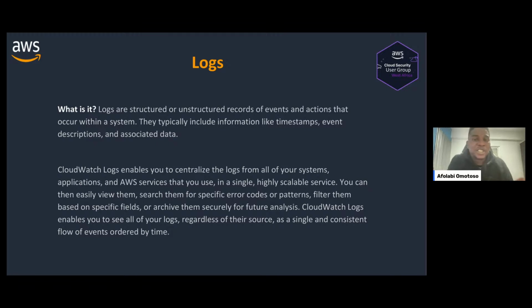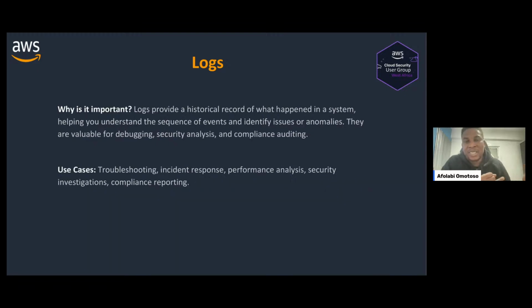Those are just the traditional ones. It is the same thing for our resources and workloads in AWS as well. Logs can be structured or unstructured records of events and actions that occur within our systems. This time around, we're talking about our workloads in AWS. They give us the records of events and actions that occur, and in most cases, they always have information like the timestamp of when that thing happened, the event description, what exactly happened, and maybe some other associated data.